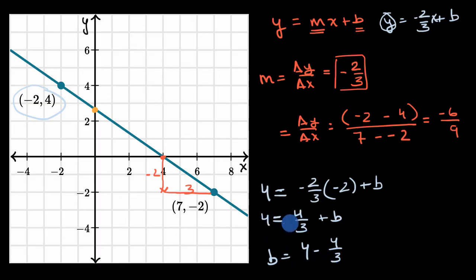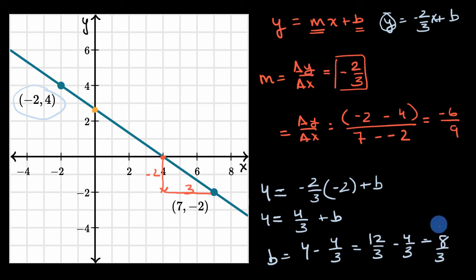All I did here is I subtracted 4/3 from both sides, and I swapped the 2 so I could put b on the left just because I like how that looks. And so this is going to be the same thing. 4, if I express it as thirds, is the same thing as 12/3 minus 4/3, which is equal to 8/3.